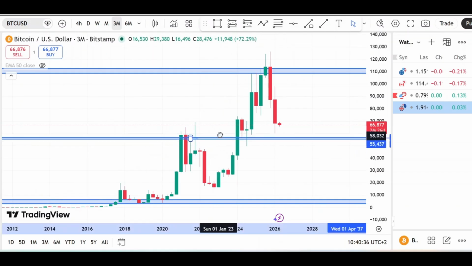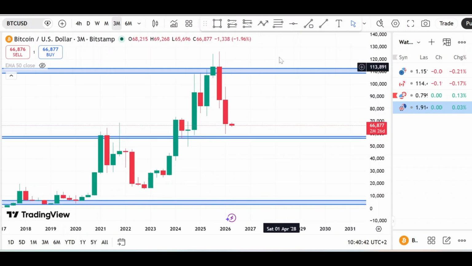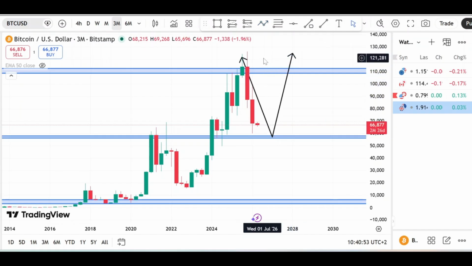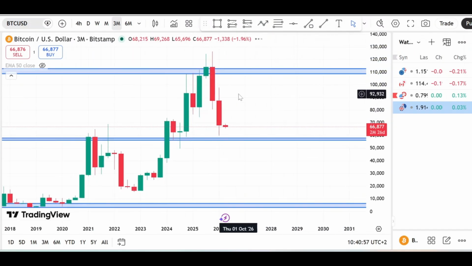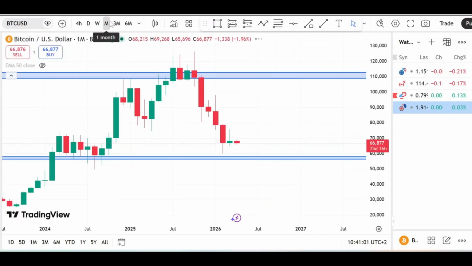Okay, as you can see, if you adjust our midway zone here, we are still in an uptrend, but in a pullback phase, which is going to complete the higher high here before we look for a buy. So still we are in an uptrend, but in a pullback phase. Let's go to the monthly time frame to see what's going on.